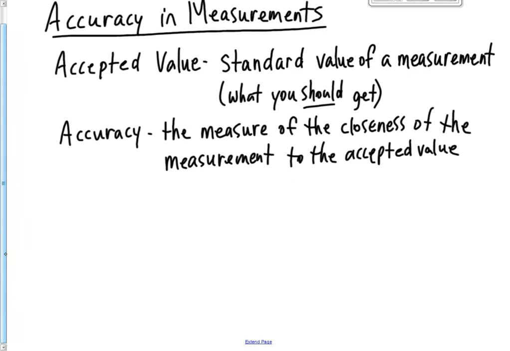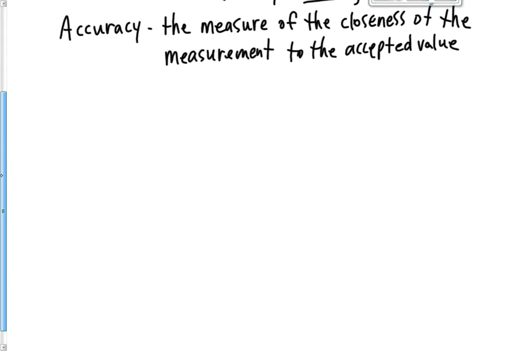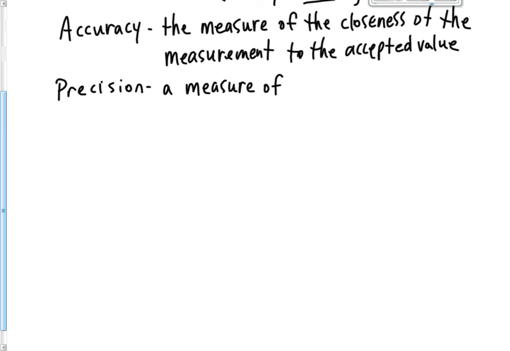Let's move down just a touch and go through precision. Okay, precision is a measure of reproducibility. Okay, measure of reproducibility of a value.